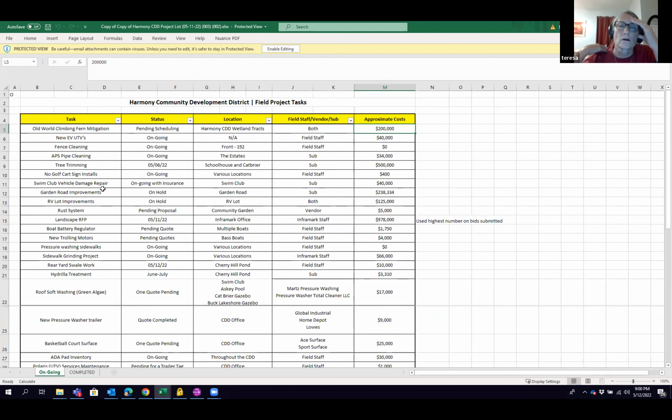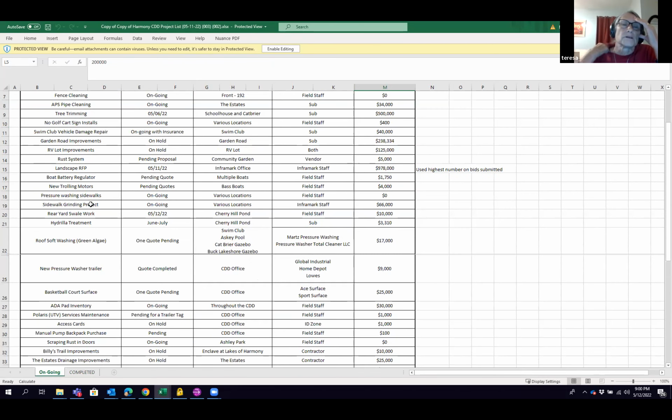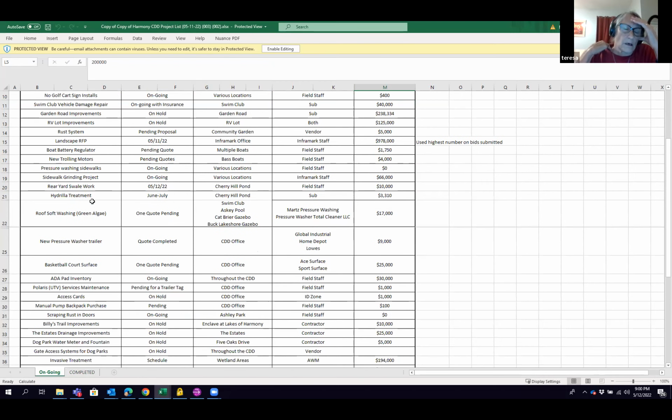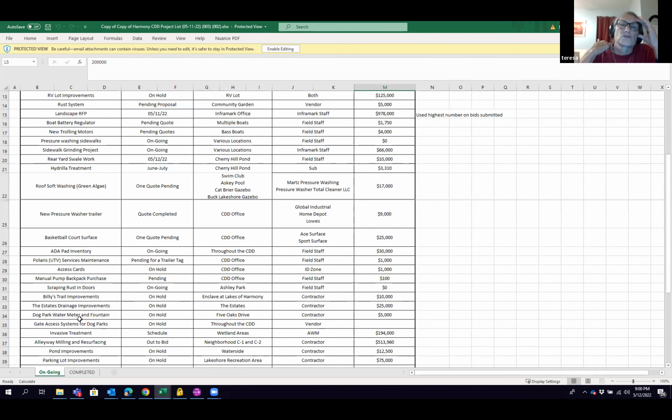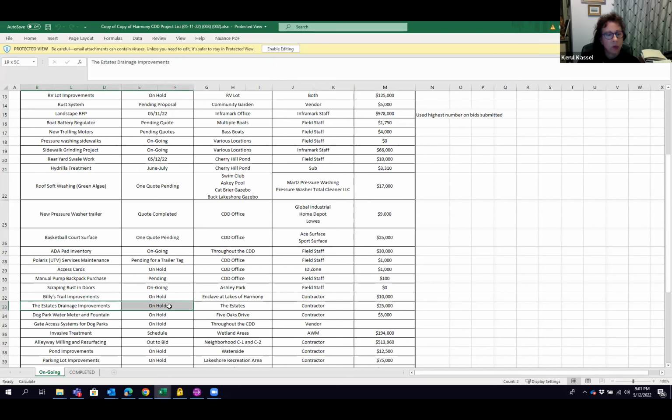The big ones that aren't would be the alleyways, and the Garden Road and RV storage area. The estate's drainage, and the storage. So you've got the estate's drainage, two spots. You've got one above that was 34,000, then you've got the estate's drainage improvements for 25,000.